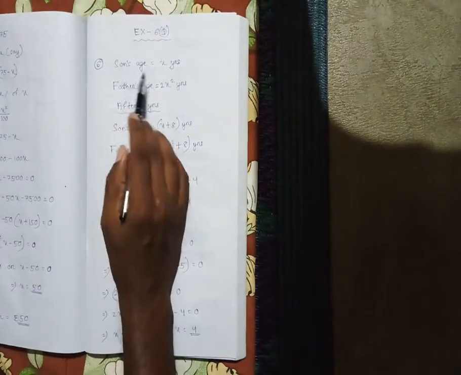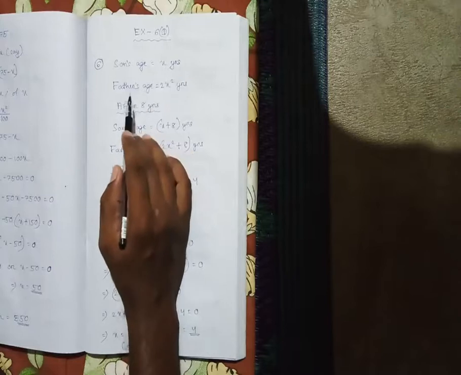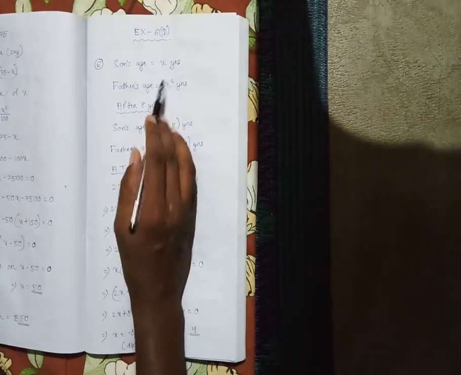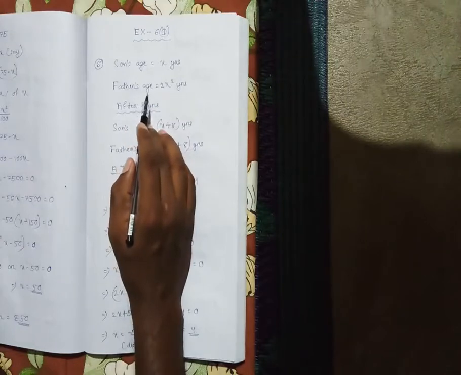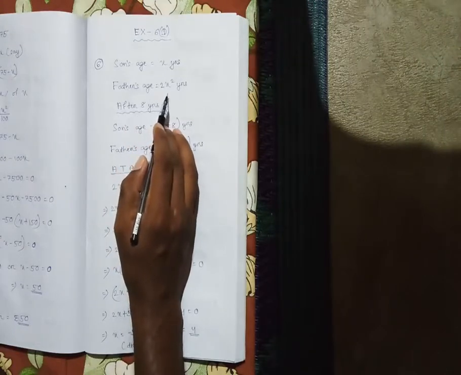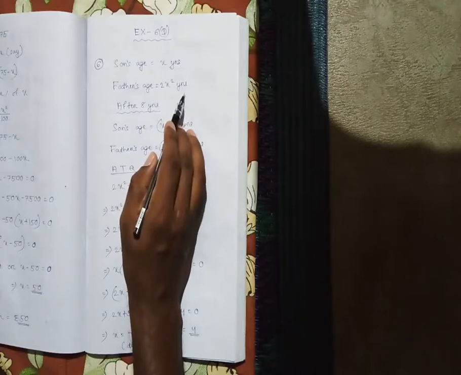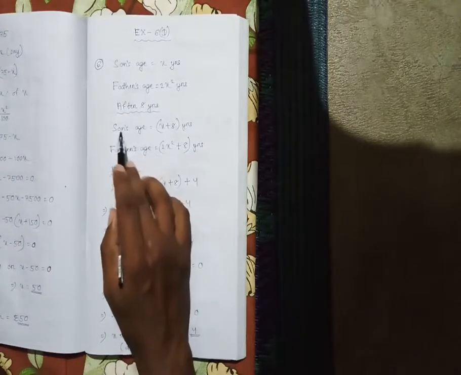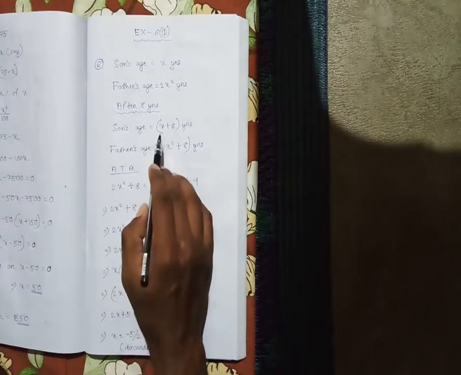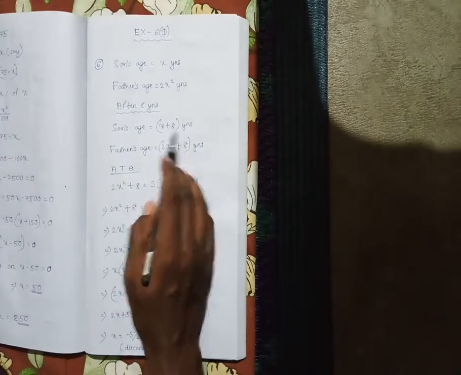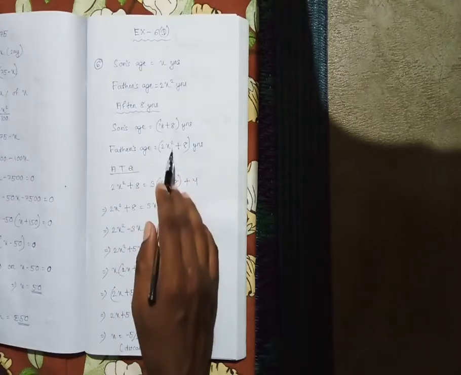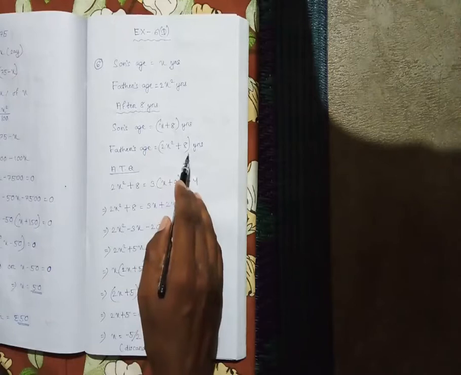So let the son's age be x years. According to the question, the son's present age is x years. So father's present age will be twice the square of his son's age, means 2x square years. After 8 years, son's age will obviously be x plus 8 years, and father's age will be 2x square plus 8 years. As you can see, 2x square plus 8 years.